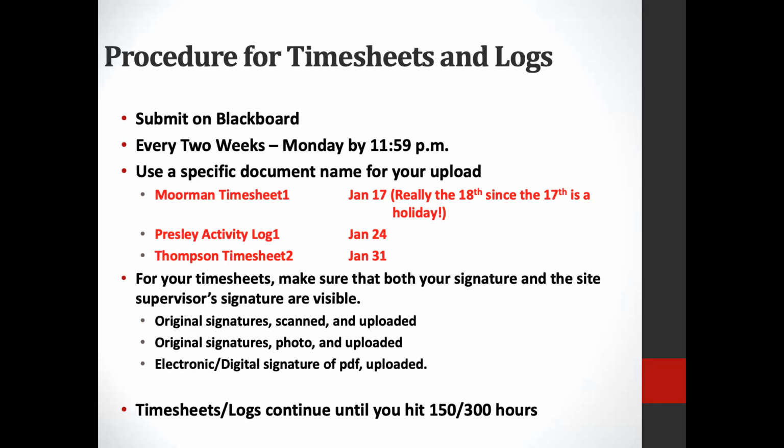If you have Mormon, then you'll put Mormon timesheet 1 and the date. If you're with Presley, Thompson, or Breeding, same thing. And then we will review those timesheets and activity logs. Make sure that they have either original signatures and or electronic signatures. You can also do photos. A lot of students will take photos and upload those of your timesheets.